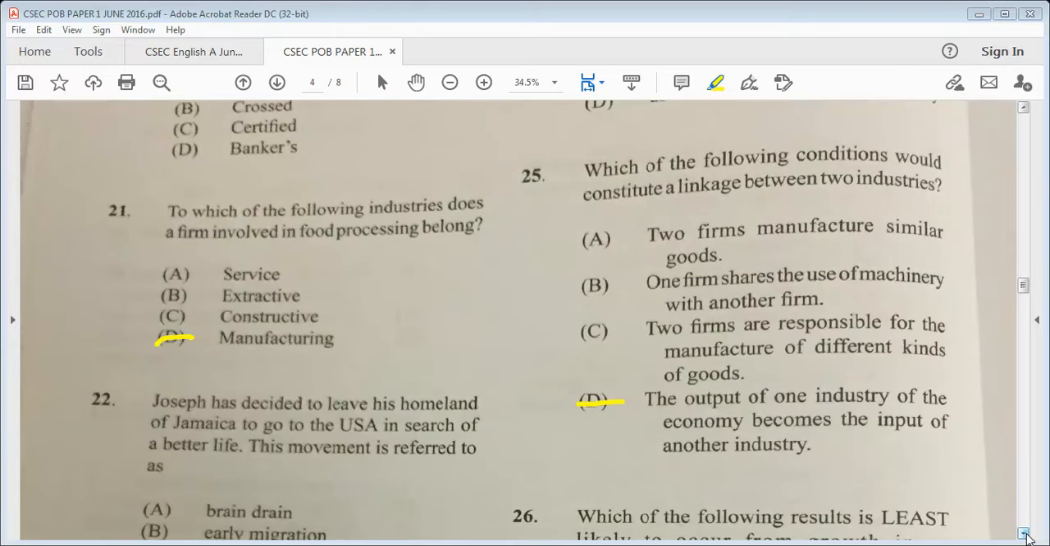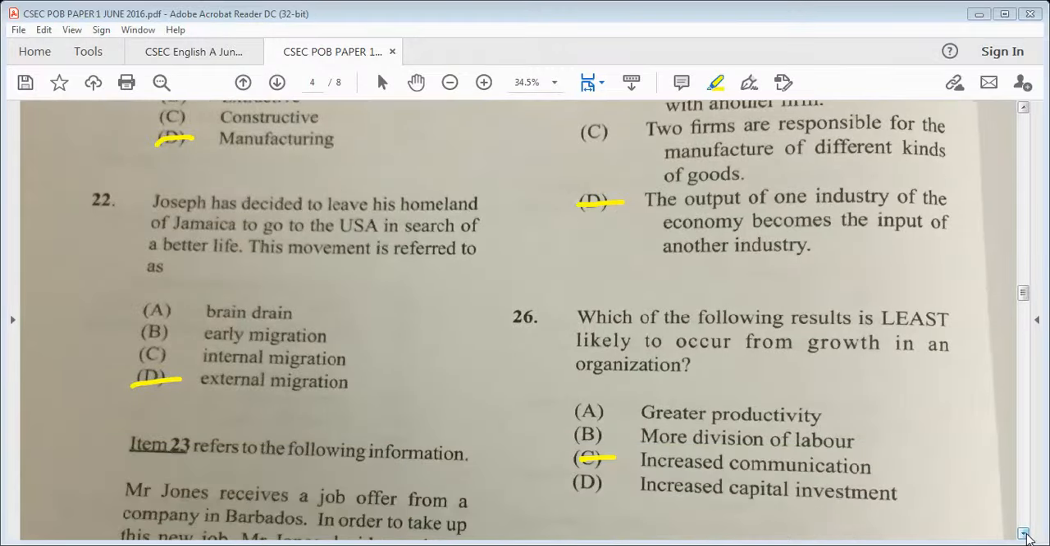21. To which of the following industries does a firm involved in food processing belong? A. Service. B. Extractive. C. Constructive. D. Manufacturing. No, it is D. Manufacturing. 22 says, Joseph has decided to leave his homeland of Jamaica to go to the USA in search of a better life. This movement is referred to as D. External migration.